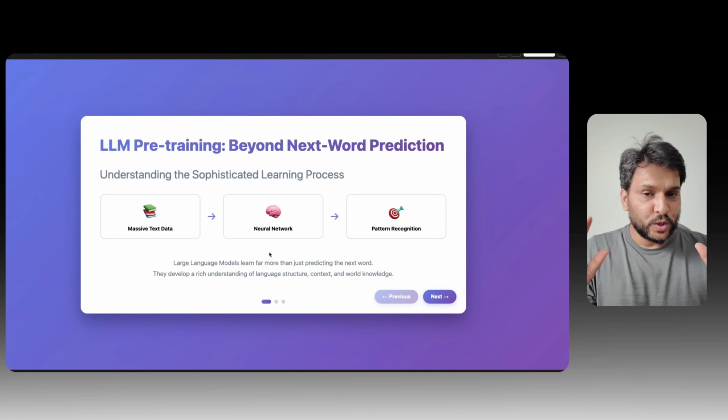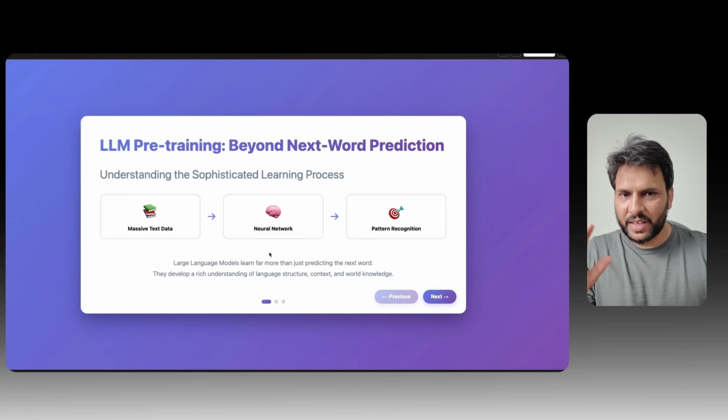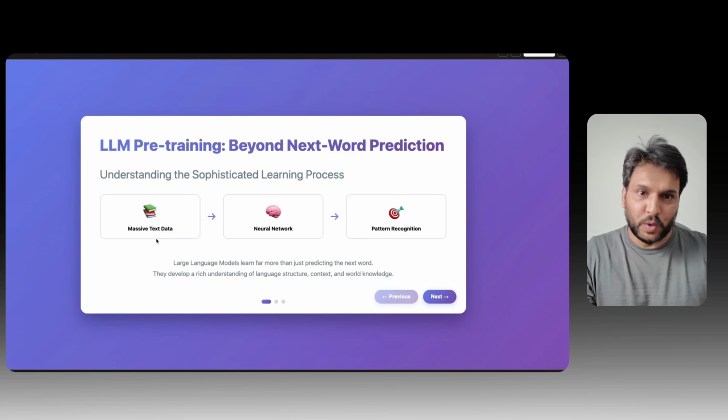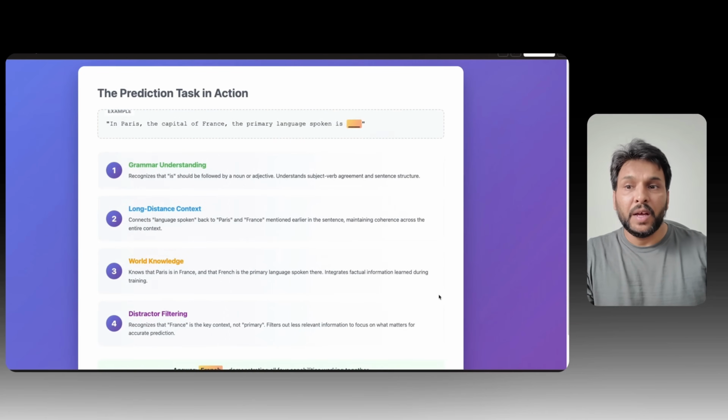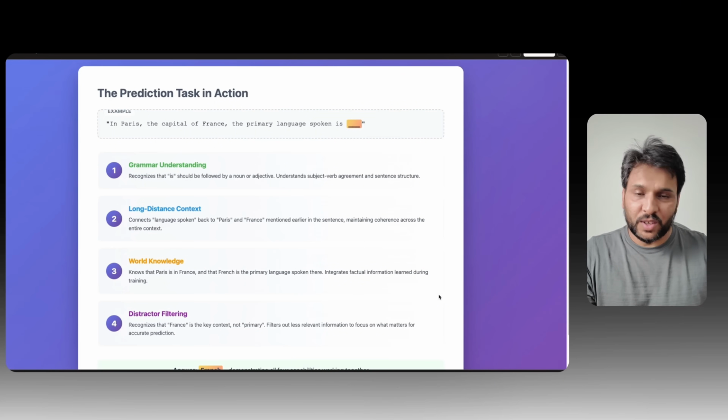Now, there are usually two steps. One is pre-training and the other one is post-training. We have a massive text data set. We pass this through a large language model and it will recognize patterns in the data. Based on the distribution of tokens, it's going to make a next word prediction. But I would argue it does a lot more.